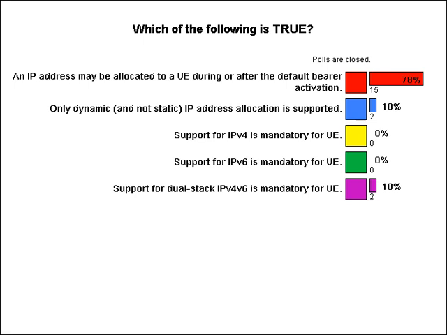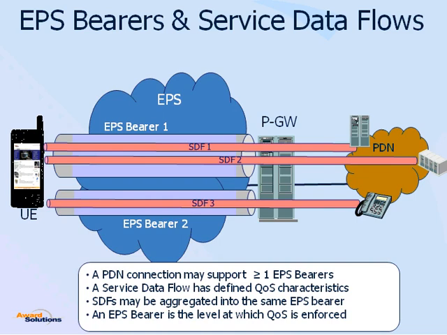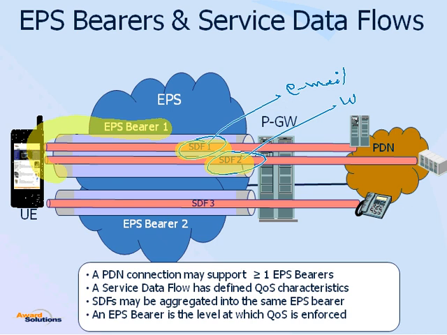So we talked just before the break about some characteristics related to IP address allocation. And now we'll turn our attention to quality of service. The basic idea is the following. Within a bearer, you could have multiple services, multiple service data flows, SDF. A service data flow may be email, or a web browsing kind of application, etc.